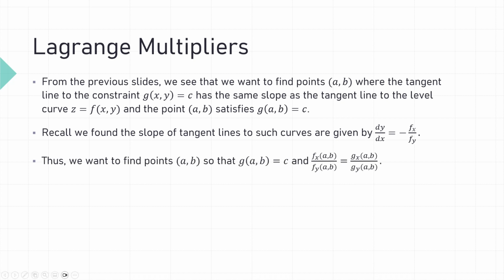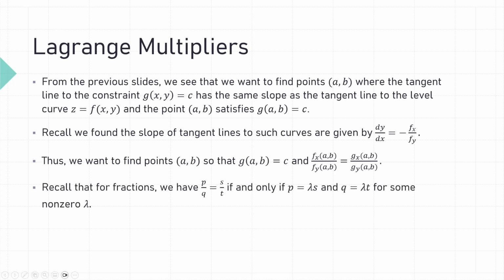And so what we want is for those slopes to be equal. So if we set the dy/dx equal for each of them, I'd have f_x(a,b) over f_y(a,b), and the negative of that would be equal to negative g_x(a,b) over g_y(a,b), and of course then we can cancel the negatives, so this is the equation we want. We want points that are on the constraint and satisfy this equation here. Of course, this isn't exactly the form we want yet, but we're getting there.